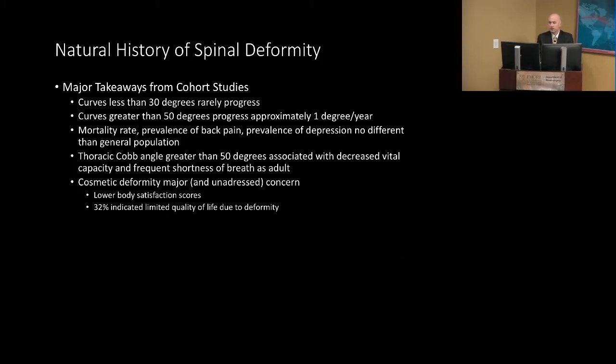Thoracic Cobb angles greater than 50 degrees were associated with decreased vital capacity and frequent shortness of breath. And interestingly enough, the other major takeaway was that cosmetic deformity was actually a very major consideration in this patient population, which has led to one of the key subcomponents of the Scoliosis Research Society validated survey instrument that's used now. But the body satisfaction scores were lower, and 32% of those in these cohort studies indicated limited quality of life due to their deformity. Whether they felt like they were hunchback or something like that, they had significant cosmetic concerns.